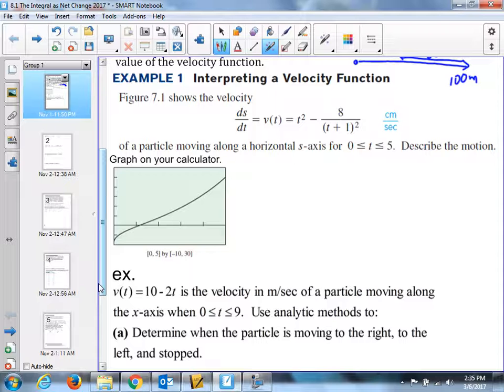Interpreting the velocity function. This down here shows the velocity. Now, the reason why I have 7.1 is because the old textbook used to be chapter 7. But we know this. The derivative of the position, S, the textbook uses as position, is the velocity. Okay, velocity is the derivative of a position function. And it's given by this function, t squared minus 8 over t plus 1 all squared. Okay? And it's for a particle moving along between 0 and 5, so there's no problems about the -1 here. Who cares, eh? Describe the motion.